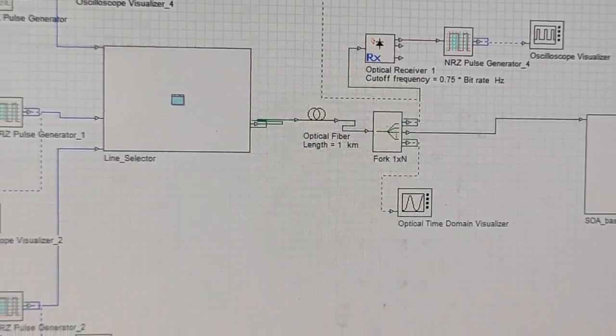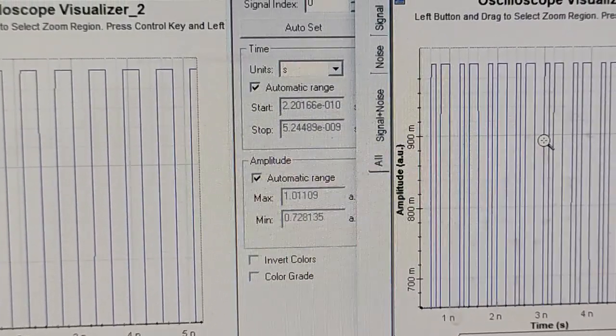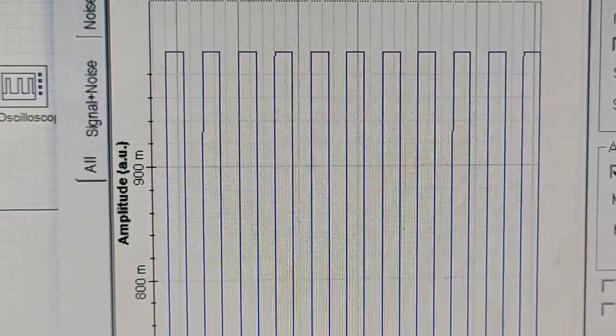This is the whole line selector setup, and once the program ends, this is the output of the line selector. At the receiver side, the data is recovered.